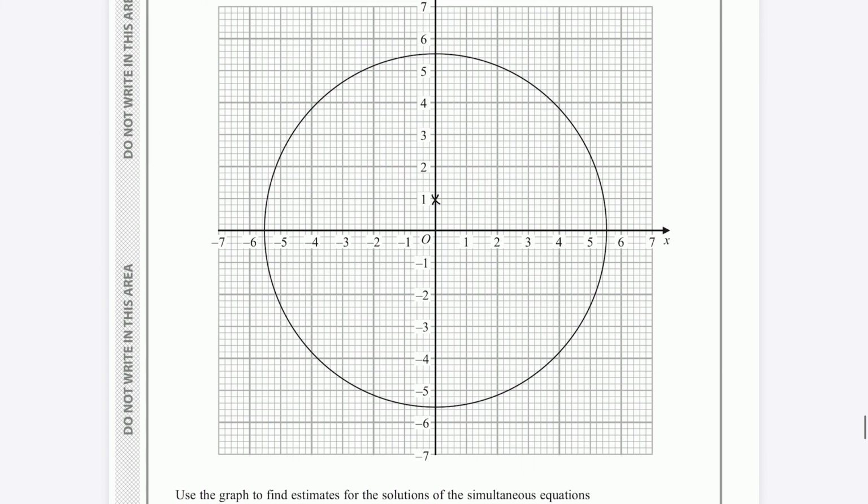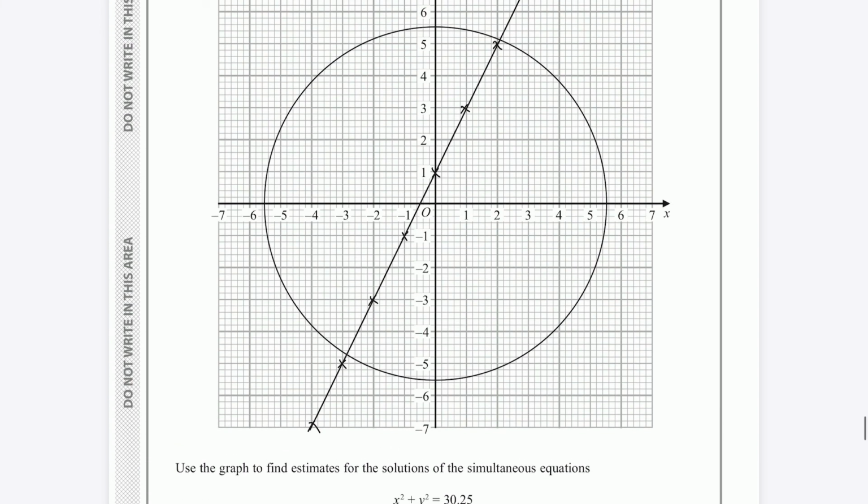So for every one I go across, I go 2 up, 1 across, 2 up, and then 1 across, 2 up. And I can do the same going backwards, 1 across, 2 down, 1 across, 2 down. And I'm using the gradient to do that. And there you go, I've plotted my line. I'm going to connect the points together using a ruler, of course. And those are our points. So the points that I'm interested in are where it crosses the circle. So that is going to be them 2 points.